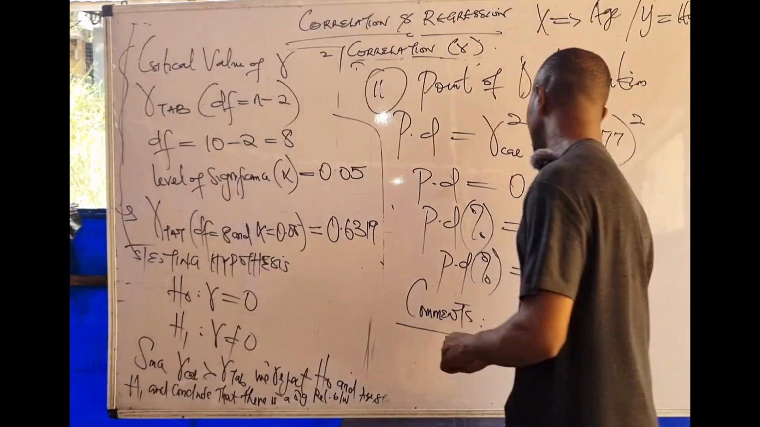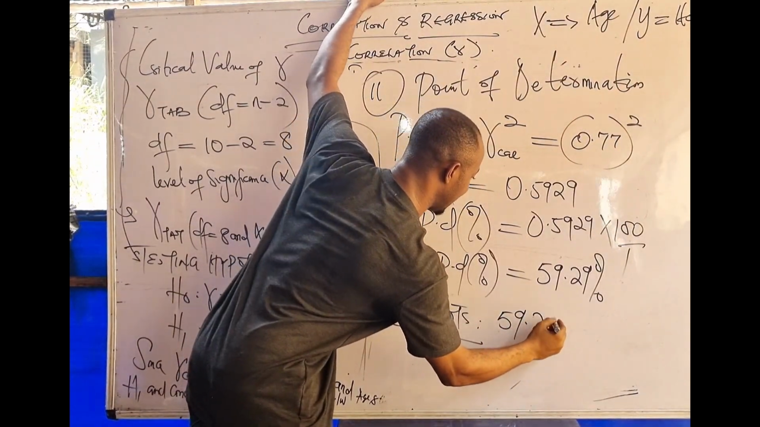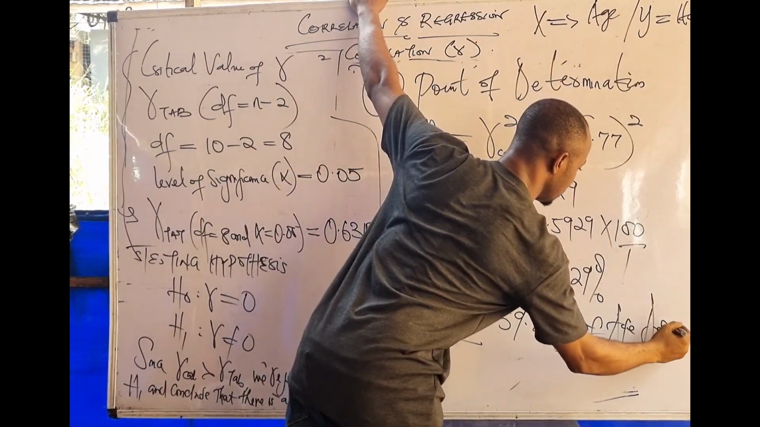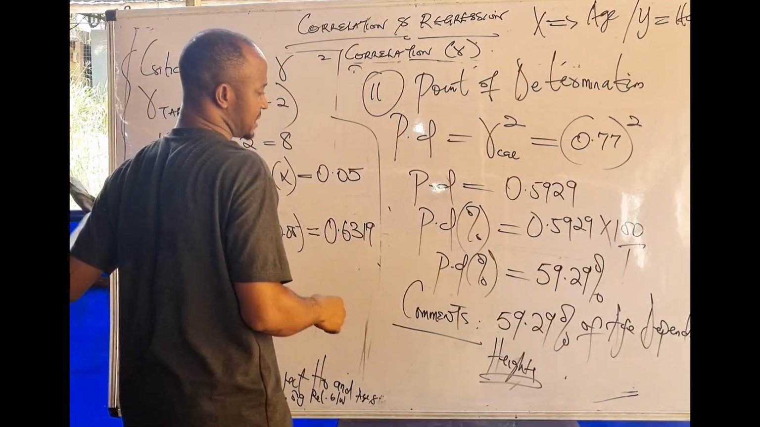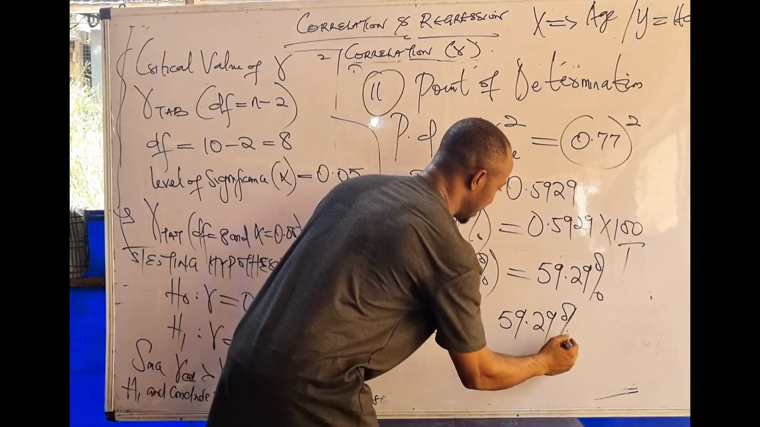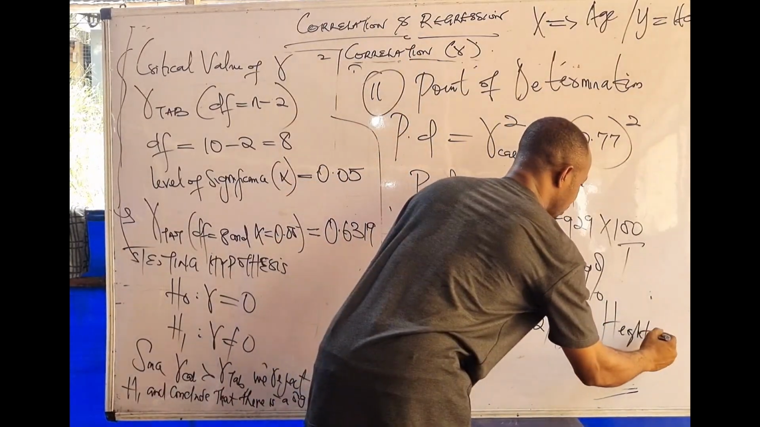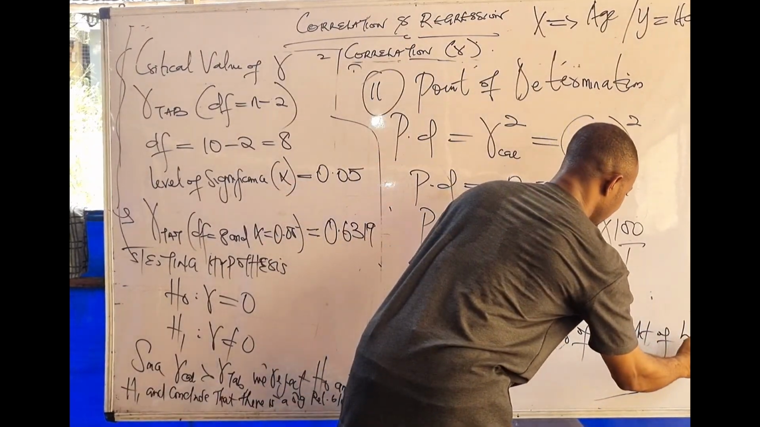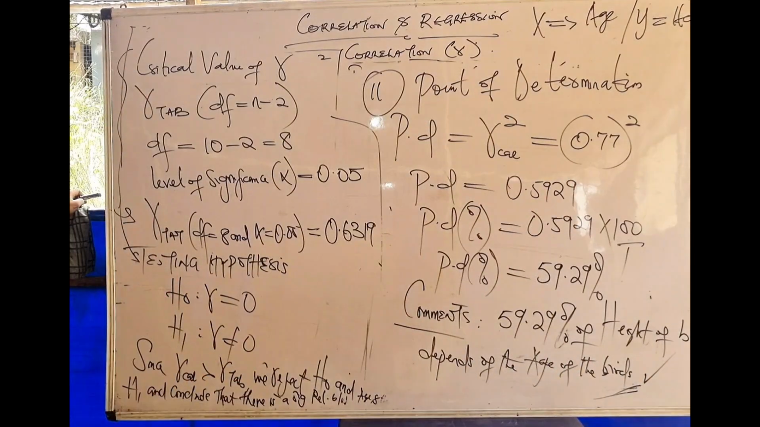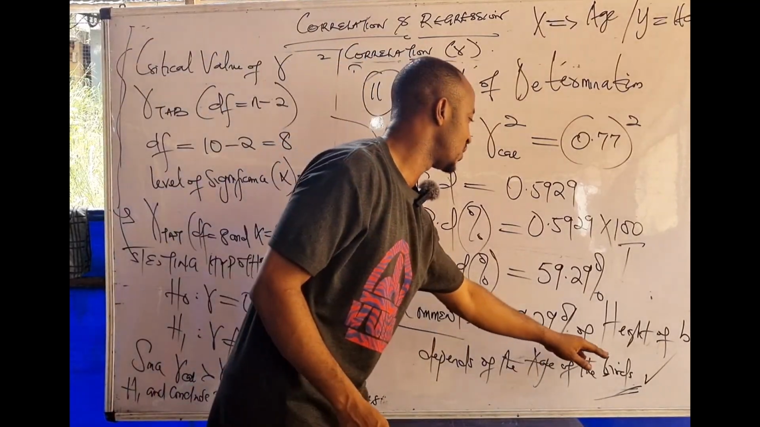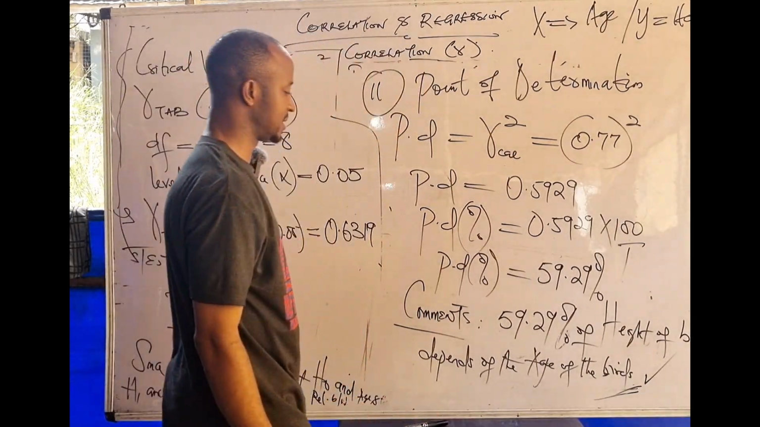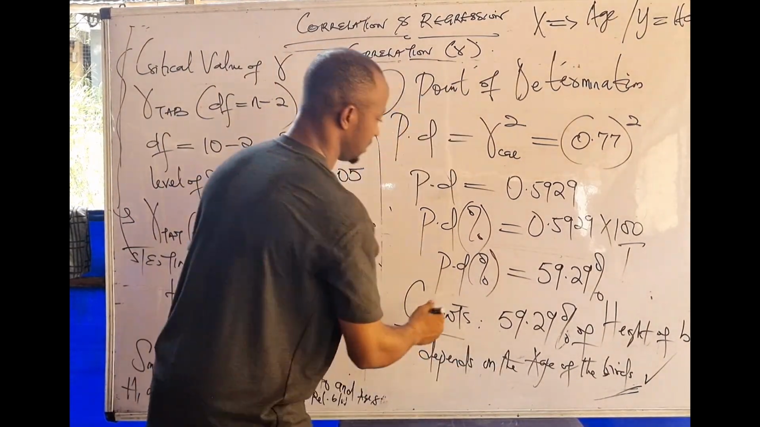So to comment, it simply means that 59.29% of... sorry, I'm making a mistake. Which one depends on each other? The height. 59.29% of the height of beds depends on the age of the bed. Final answer: 59.29% of height of beds depends on the age of the bed.